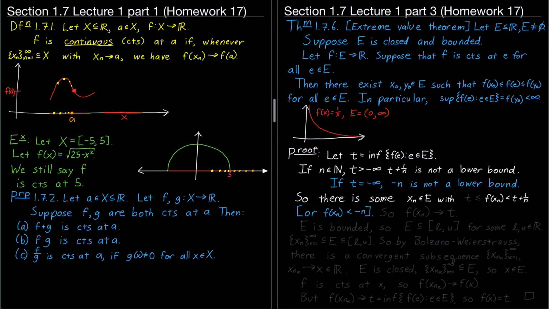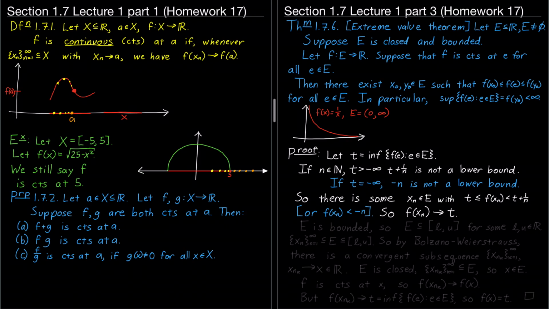And because T is the infimum, we've always got that T is less than or equal to f of xn. So in either case, we have that f of xn is a sequence that's converging to T. If T is minus infinity, then our sequence is converging to minus infinity in the special definition for that we gave.